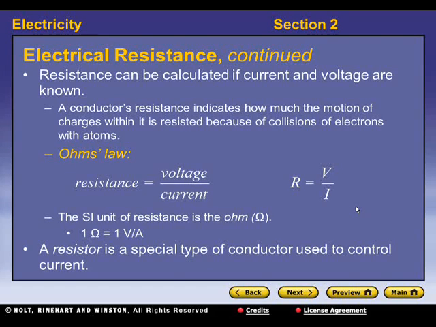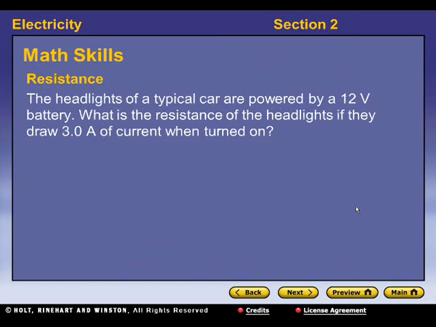A resistor also is a special type of conductor that's used to control current, and it has different amounts of material inside the resistor so that it resists at different values.